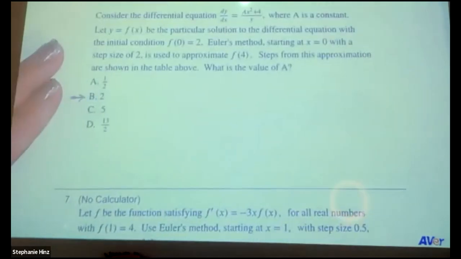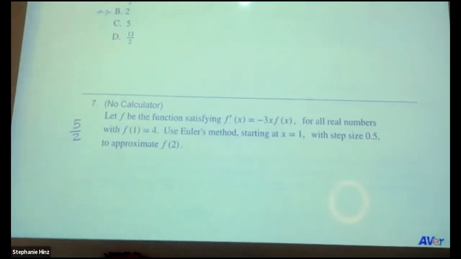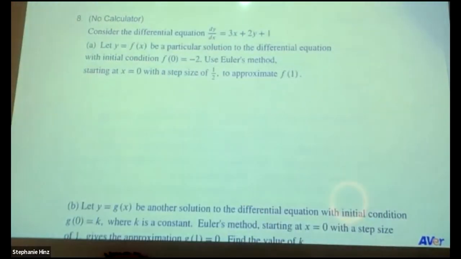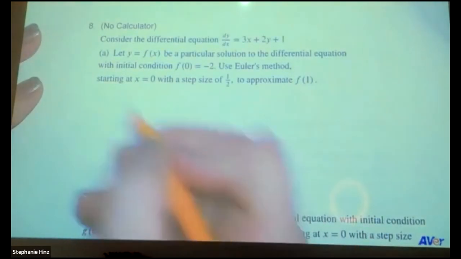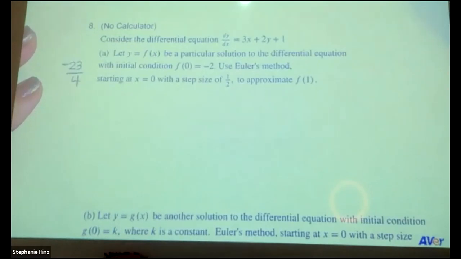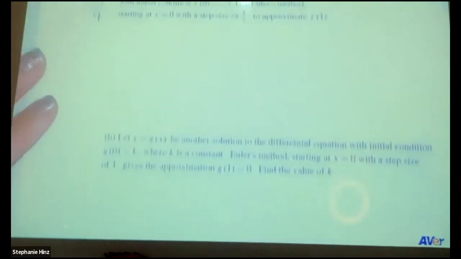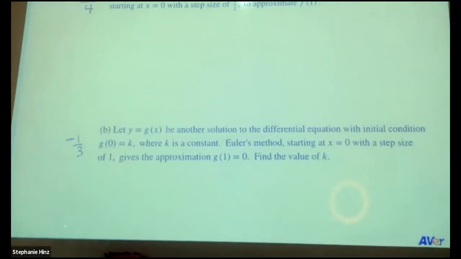When you work number 7, you're going to get 5 halves as an answer. And then number 8A, golly gracious, I didn't get to as much as I wanted to. 8A is going to be negative 23/4. And 8B, you're going to find out that K is negative 1/3. Gosh, I wish I had more time.